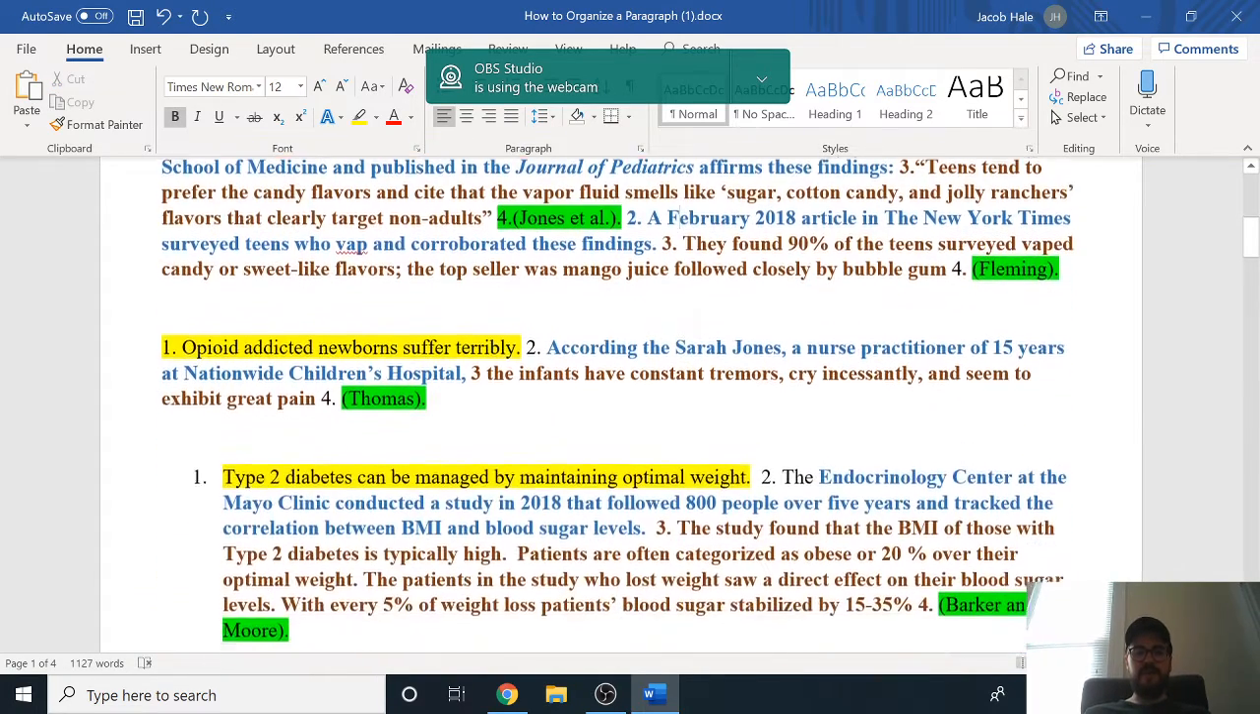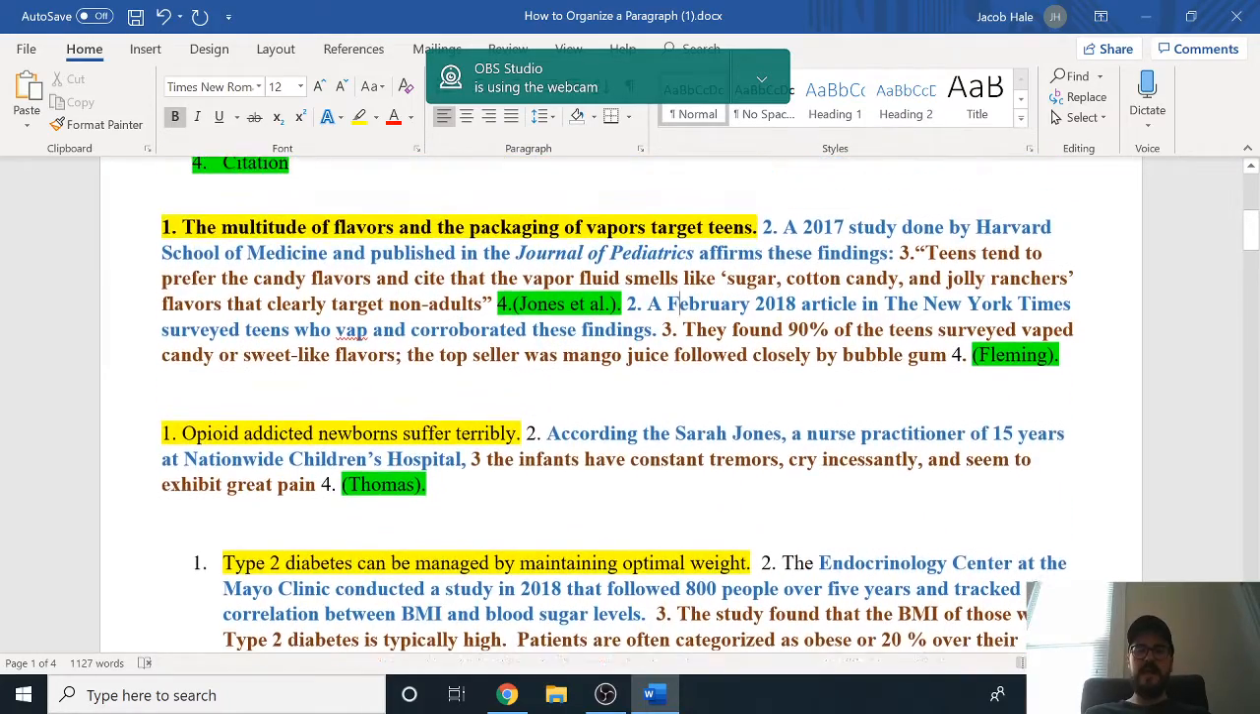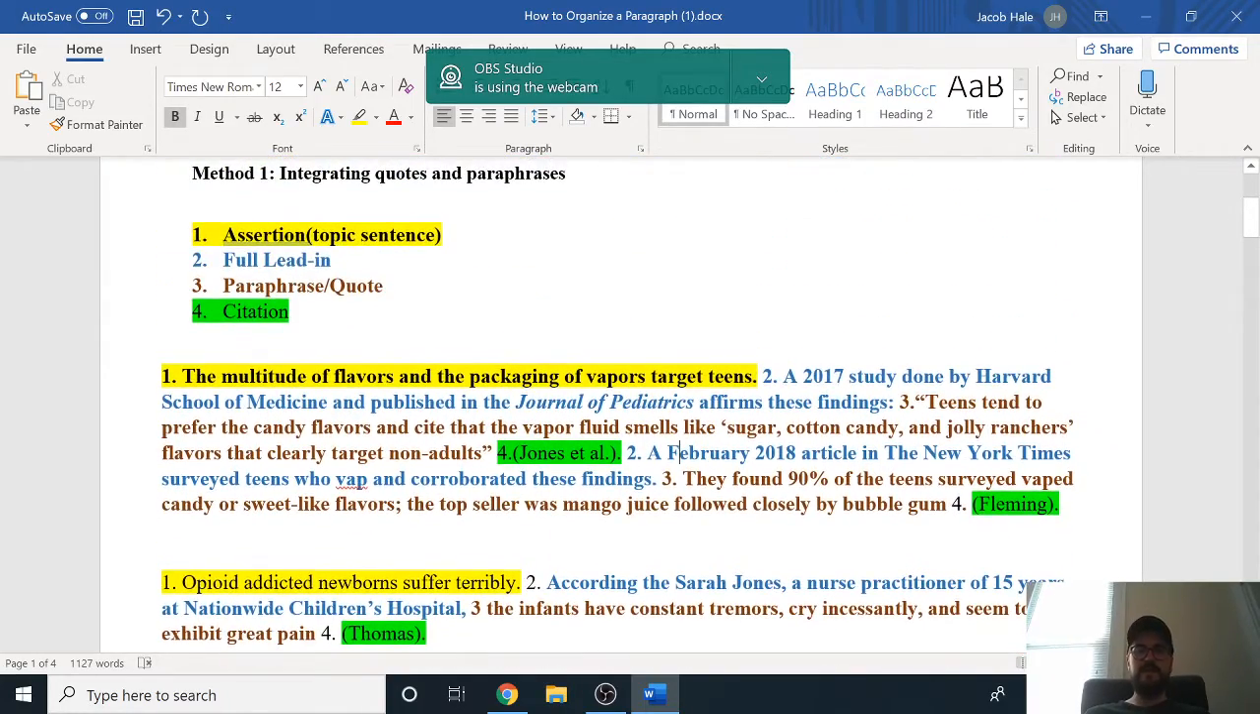And you have a couple of other examples here. I'm not going to go over those now because they are the same thing. They follow the same format. But this is one method for writing a paragraph, and specifically is a method for incorporating quotes and paraphrases into your writing.